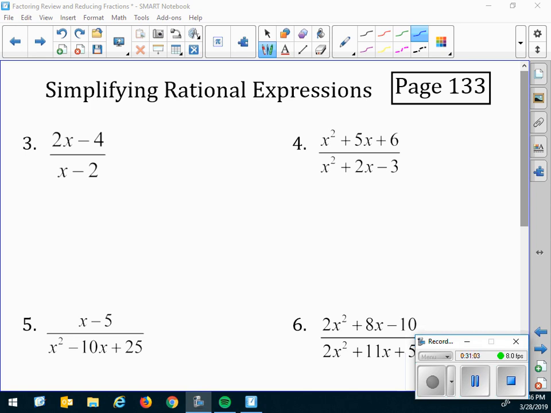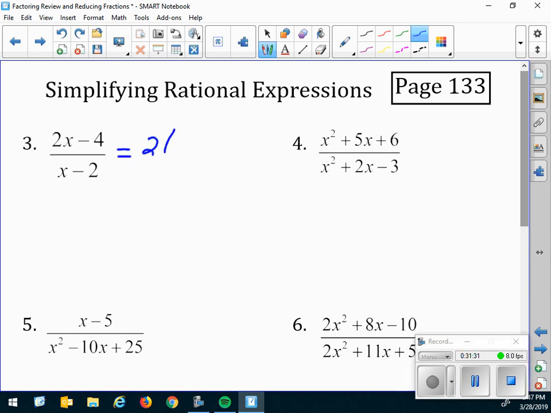Please put at the top simplifying rational expressions. Now, here we go. Number 3. We are simplifying rational expressions. It means we're simplifying a fraction. Now we're going to do what we did on that pink sheet. What's step 1? Will that numerator factor? Yes. How? You can factor out a 2 as a GCF.